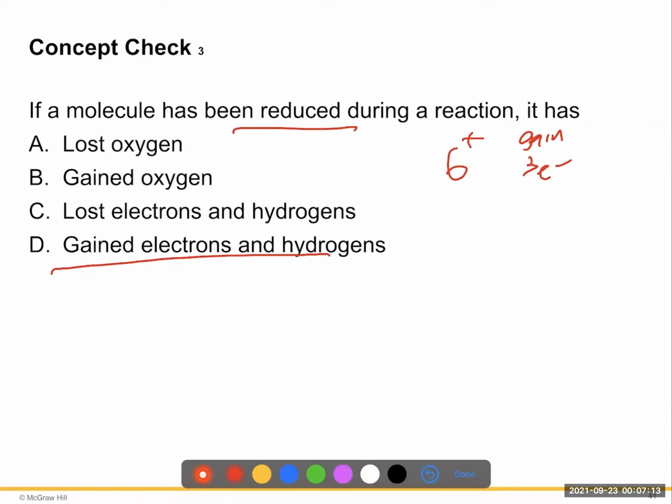Electrons are negative. So you're getting 3 negative charges. So you're reducing the number to 3 now. When you gain electrons, you reduce the number. That's what reduction is, because you're gaining negative charges. You're adding minus signs. Does that make sense? Yes, it does.